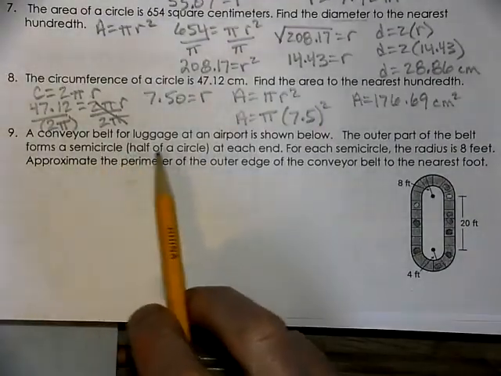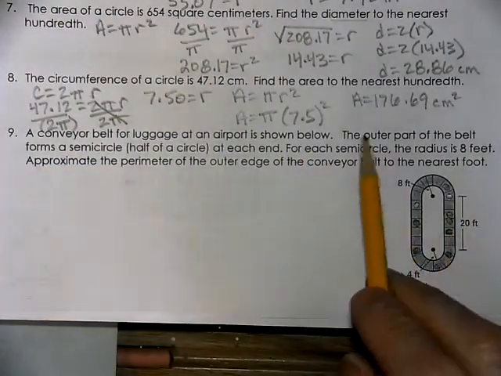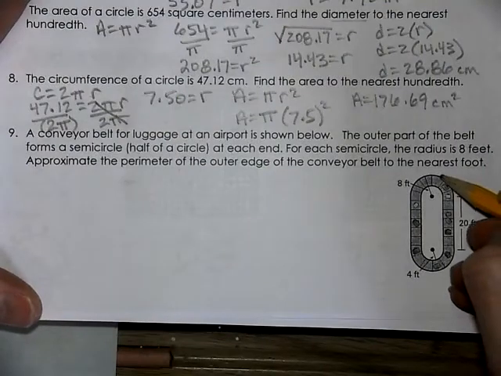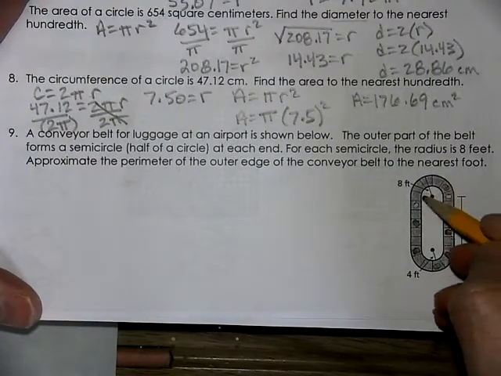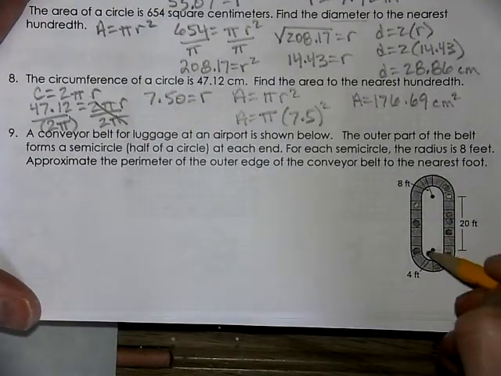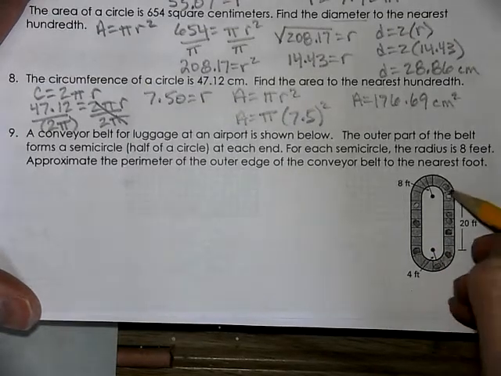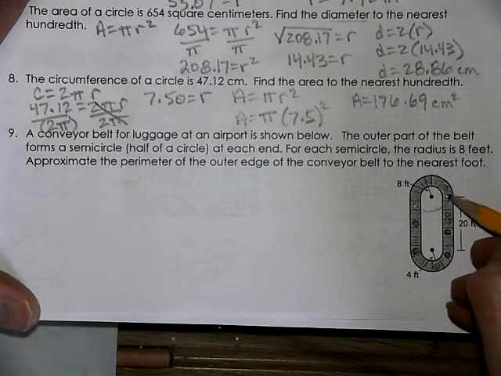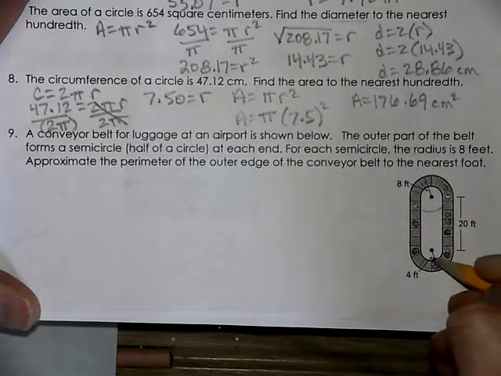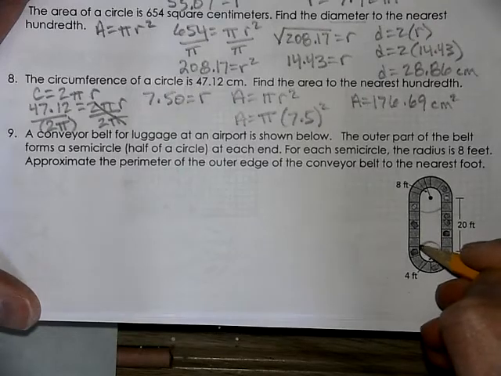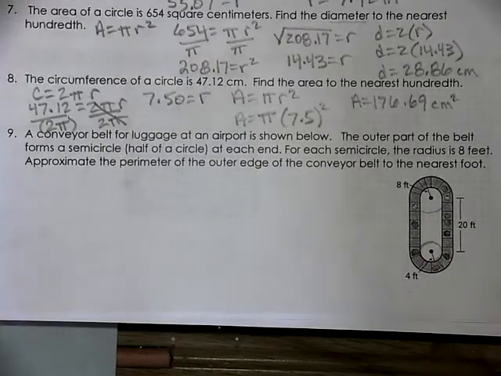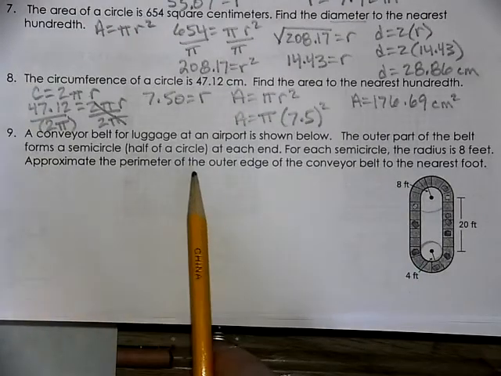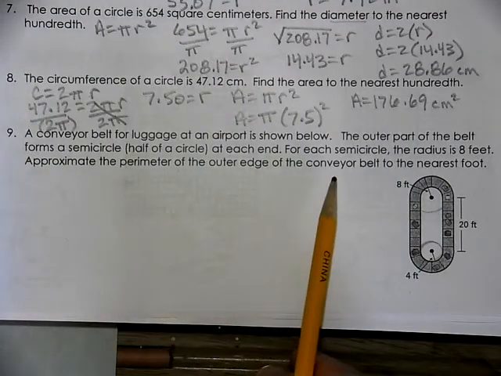A conveyor belt for luggage at an airport is shown here below. The outer portion of the belt forms a semicircle. It curves around here. It also curves on the inside, of course. The radius of the inside is 4, but the radius of the outside, that's a bigger circle on the outside. The circle on the inside with the 4 is a smaller circle. Approximate the perimeter of the outer edge of the conveyor belt.